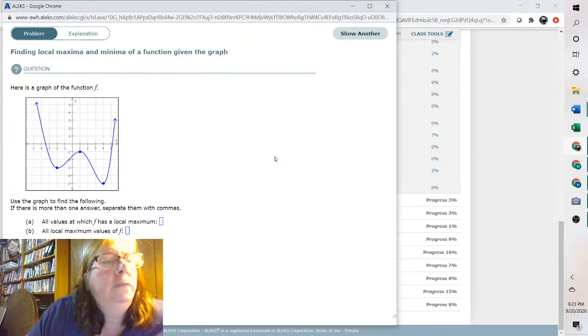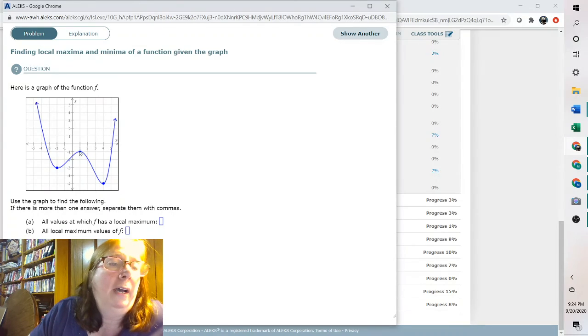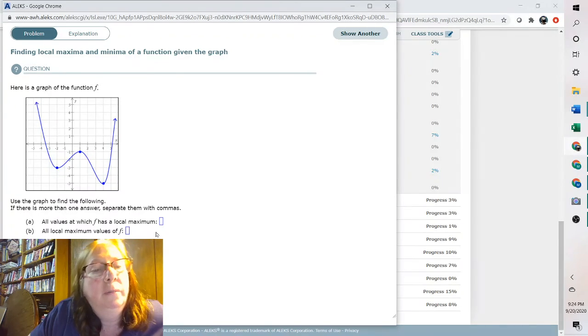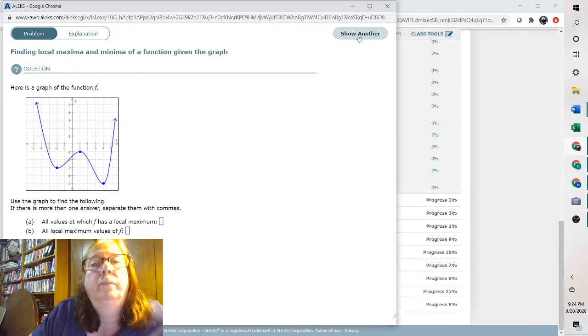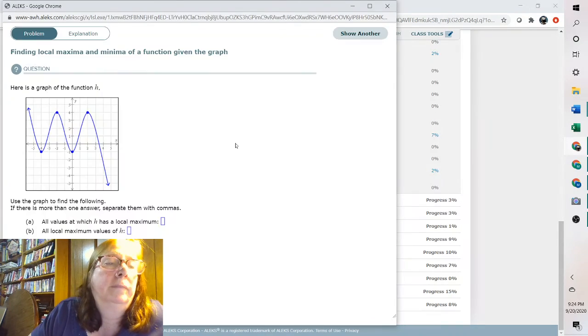So this one, they want us to find the maximums. Okay, notice there's only one high value here because it has increasing, decreasing. These have arrows, so they're not maximums. There is a maximum here. All the values at which the function has a local maximum. This one's the x value, and that would be at 1. The function, the y value, is negative 1. So this is your x value, this is your y value. There's a max at 1, negative 1. So this is 1, this one's negative 1. Try another one.